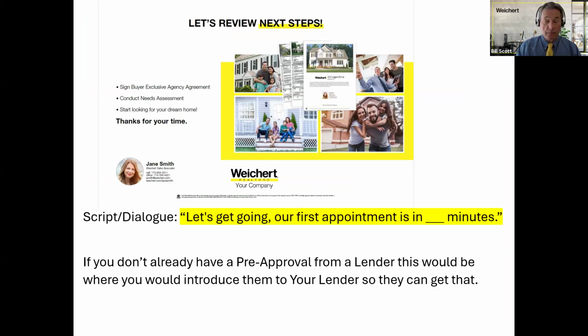And then this is the last page, and you go, any questions? If not, then let's go. Our first appointment's in 15 minutes, and we don't want to keep the seller waiting.